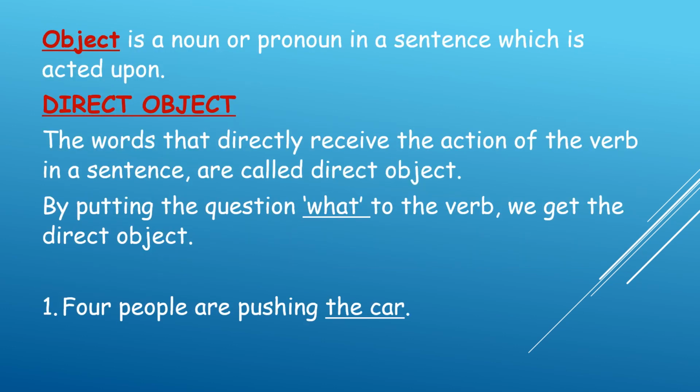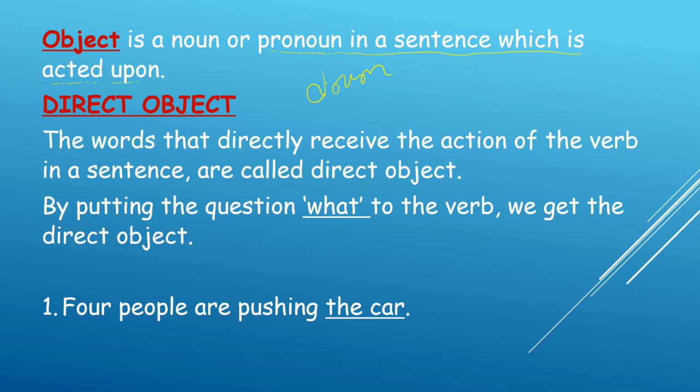Next topic is object. We can find the object in a predicate. What is an object? An object is a noun or a pronoun in a sentence which is acted upon. Further, we can divide object into two parts, direct object and indirect object. In the very first example, we have seen that drum was our object. The children played on drum. So drum was the object.